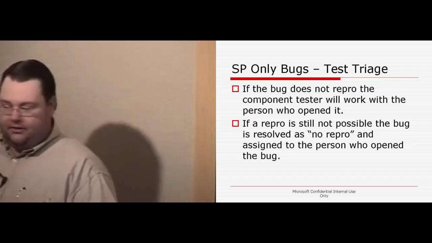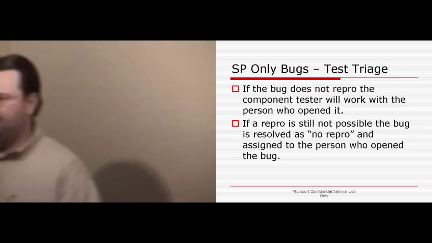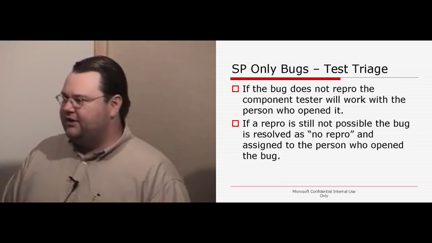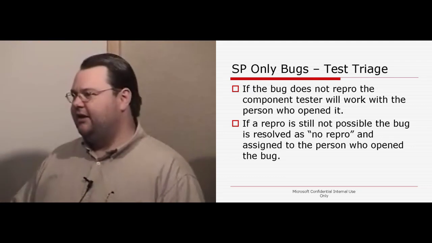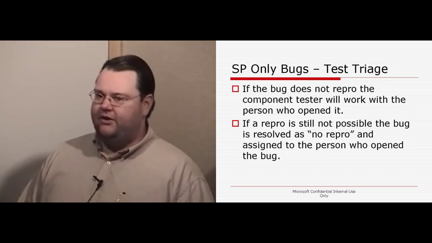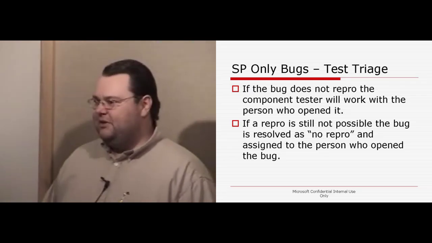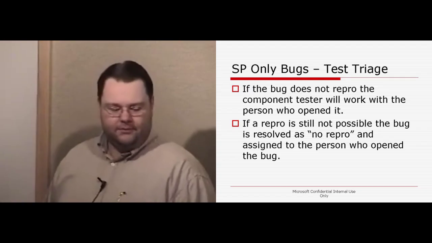All right. So if the bug doesn't repro, which happens quite a bit, and you get a bug assigned to you that's a sporadic thing, you want to talk to the person who opened the bug and try to get more information from them. Maybe they've got a different hardware configuration, different applications running on their machine, or their environment set up a little bit differently. You want to work with them and get as much information out of them as you can so you can set up a repro as close to what they're doing as possible.